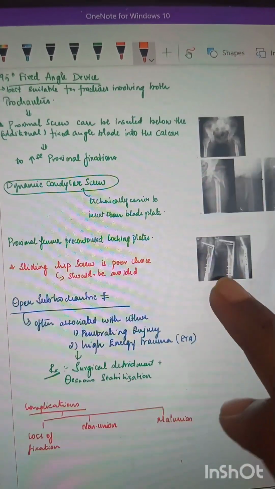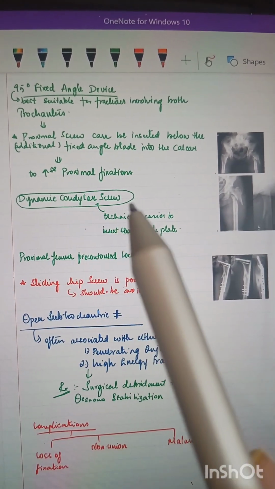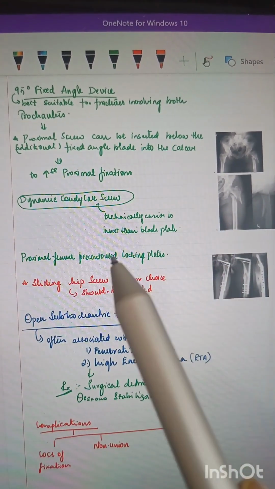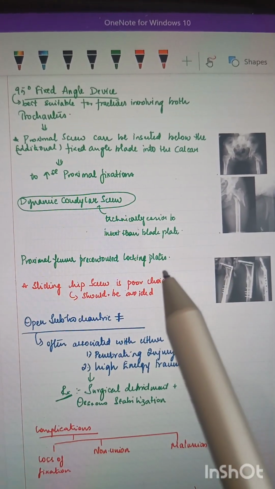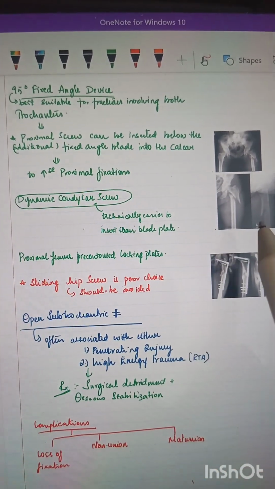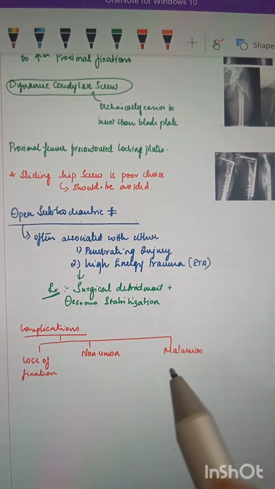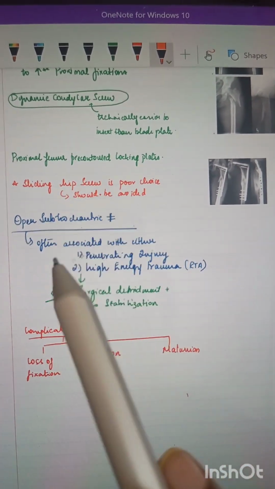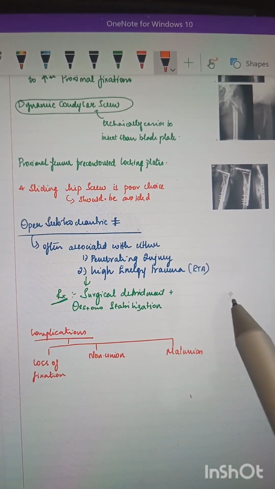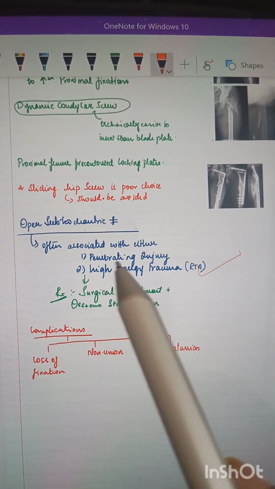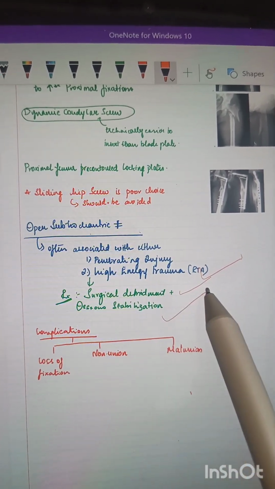Okay, so a better option than this 95 degrees fixed angle device is the dynamic condylar screw. Other options which can be used are proximal femur pre-contoured locking plates. Sliding hip screw is never used in subtrochanteric fractures. It is always a poor choice. Next comes open subtrochanteric fractures. Open subtrochanteric fractures are often associated with either penetrating injury or high energy trauma, usually RTAs. In such cases, what we have to do is surgical debridement with osseous stabilization.